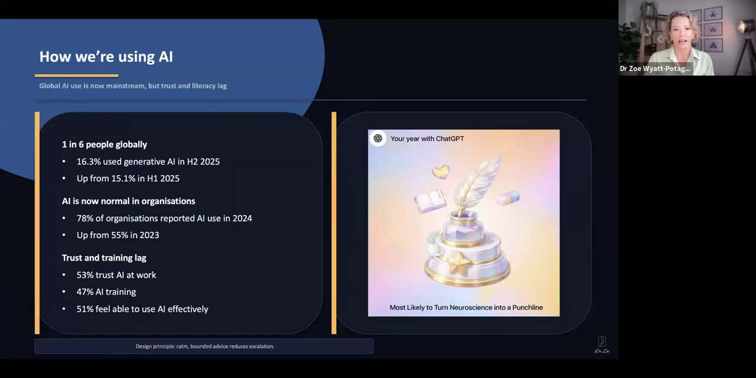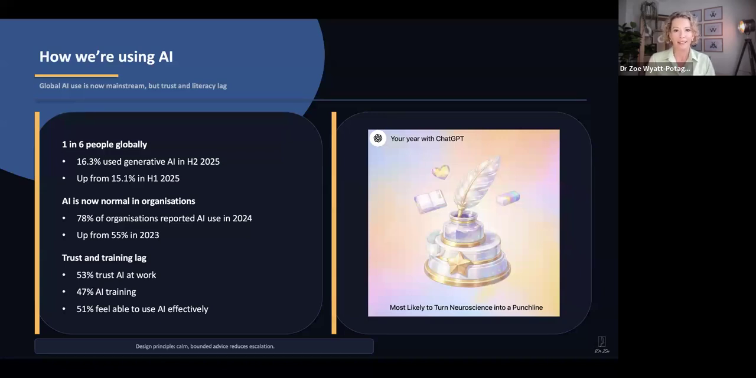Globally, let's look at some stats. So we can see here from 1 in 6 globally that are using AI, there was a sharp increase from the first half of last year to the second half. And this is what's meant by rapidly expanding.